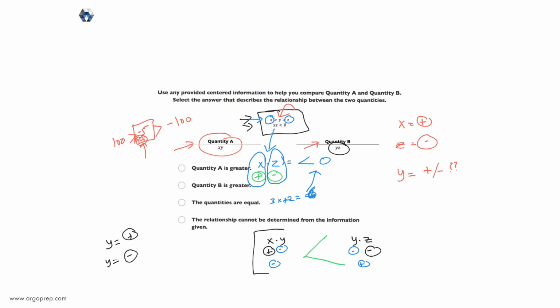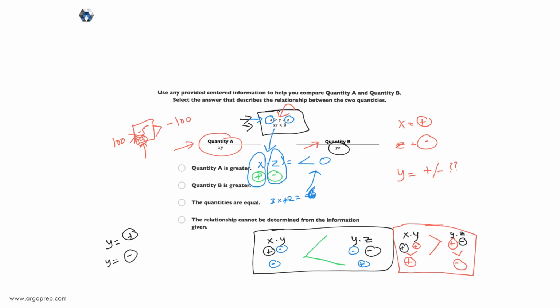So here is one scenario, and the other scenario, I'm going to write here. I have x times y. I know that x must be positive. Y times z must be negative. But in this case, y is going to be positive. What happens in this case? Positive times positive is positive. Positive times negative is negative. Therefore, x times y is always going to be greater than y times z.